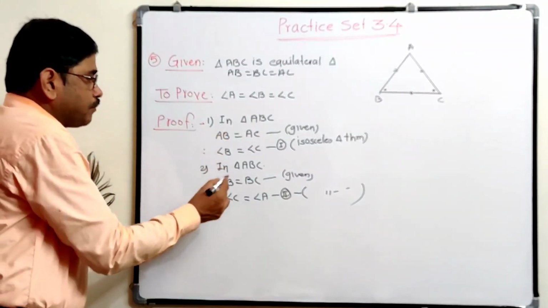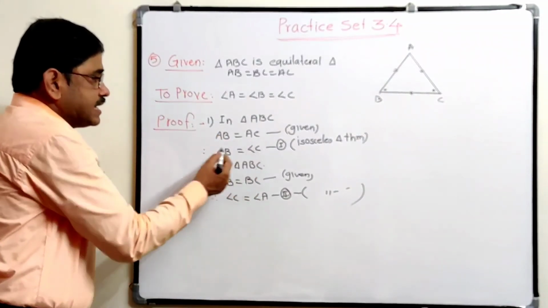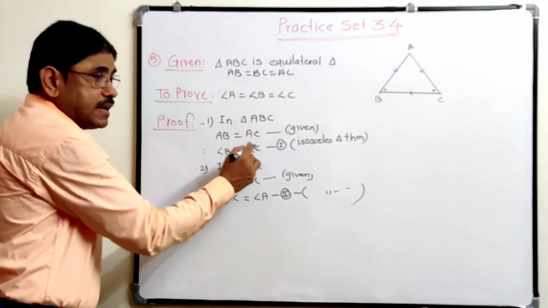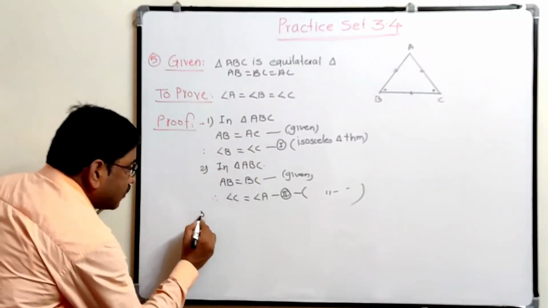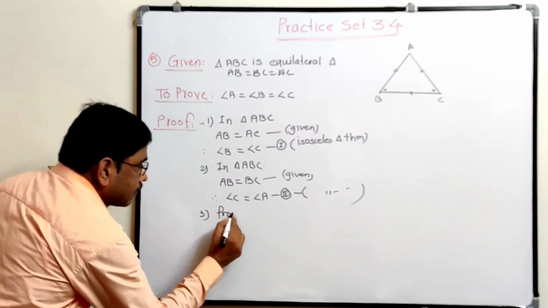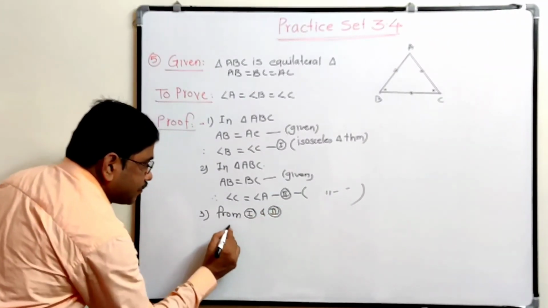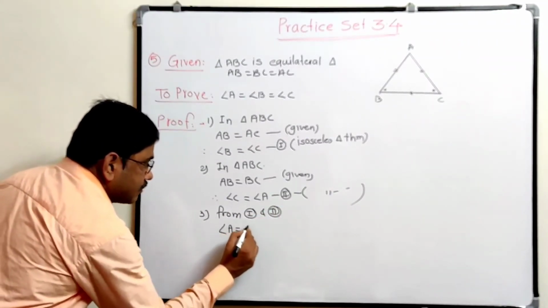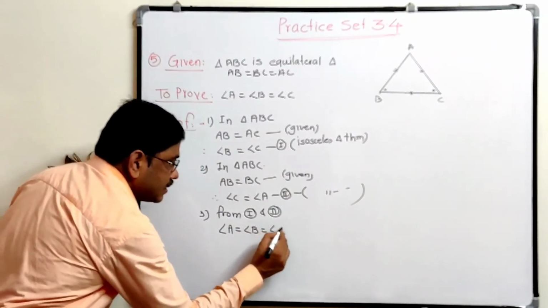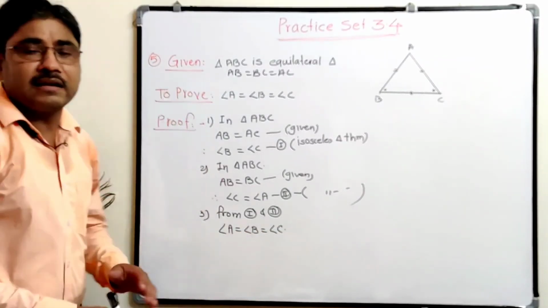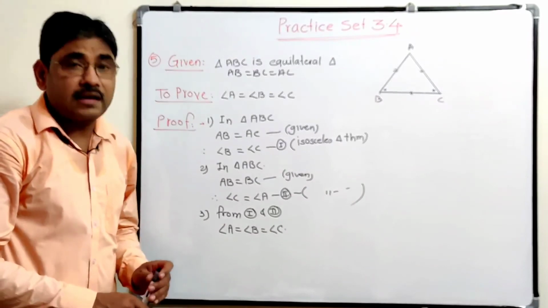Now from 1 and 2, A is congruent to C, C is congruent to B, or B is congruent to C, and C is congruent to A. Therefore, from 1 and 2, what can we write? Angle A equals angle B equals angle C, which means an equilateral triangle is an equiangular triangle.